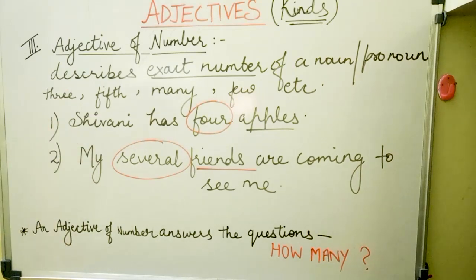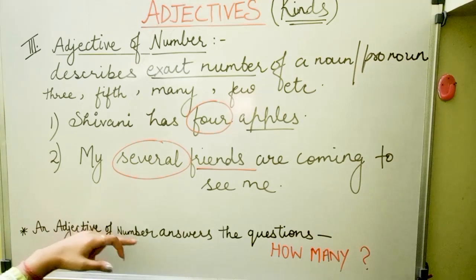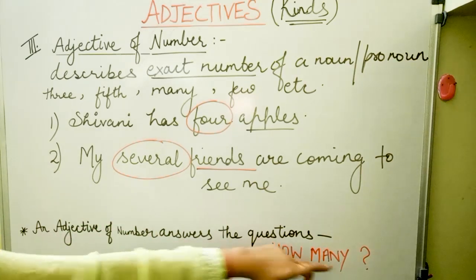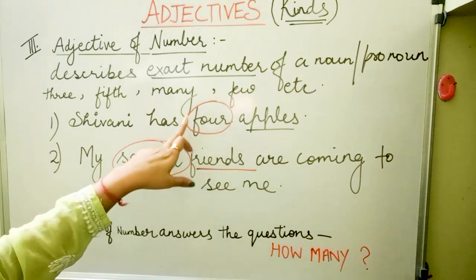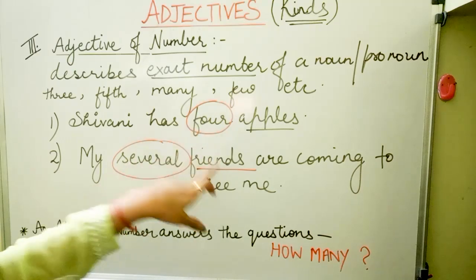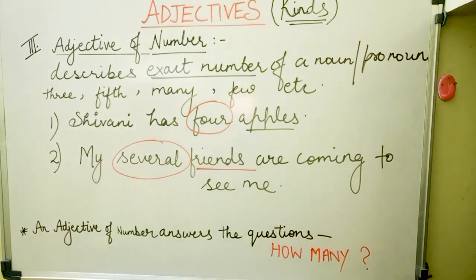You also must remember that an adjective of number answers the question how many. How many apples? Shivani has 4. How many friends are coming? Several. For example, if I say I have many books to read.